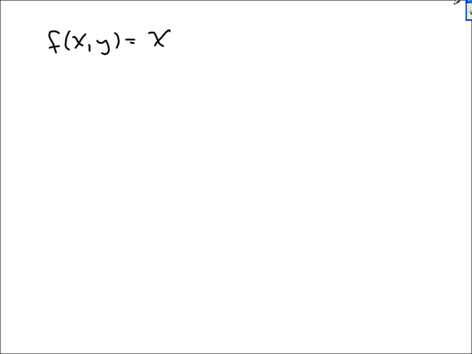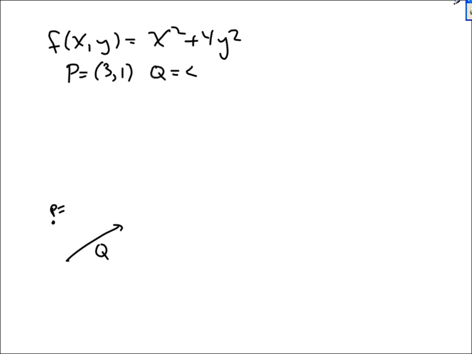f of xy is x squared plus 4y squared. You want to find the directional derivative of the given function at the point P in the direction of Q. So here's a direction, and here's which we're calling Q, and there's the point P. And P is the point 3, 1. The Q is the vector 1, negative 1.